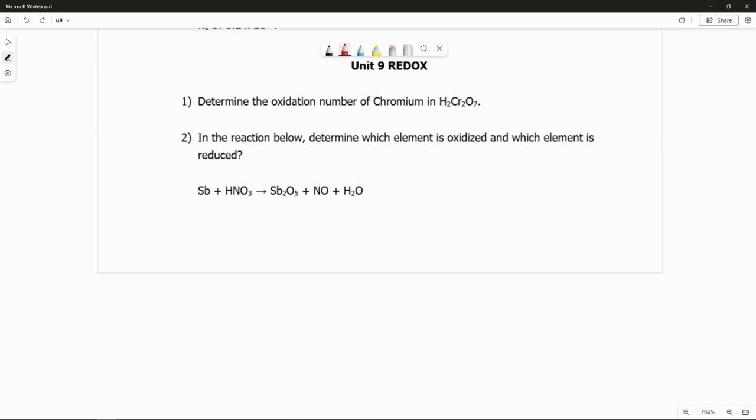All right, let's go over the final unit, Unit 9, redox. This should be the most familiar to you since we covered this the last. So yeah, let's get into it. Question 1. Determine the oxidation number of chromium in H2Cr2O7.